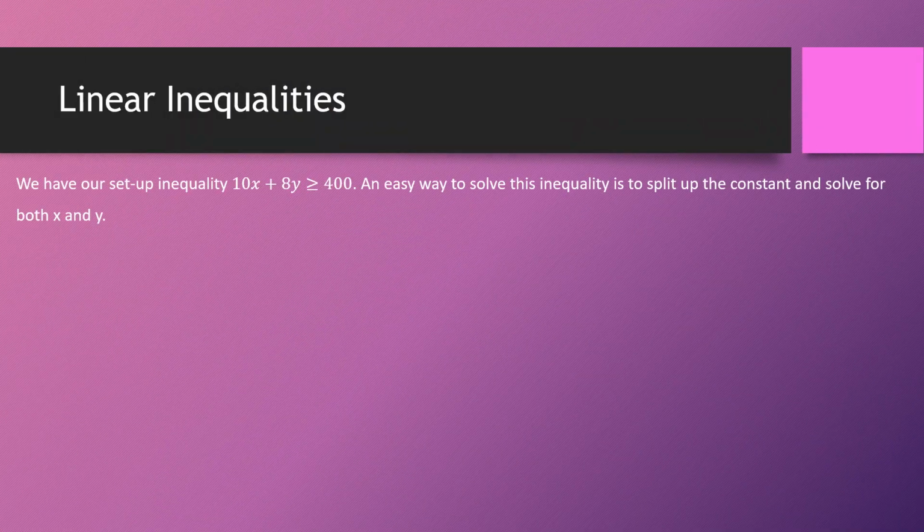We have our setup inequality, 10x plus 8y is greater than or equal to 400. An easy way to solve this inequality is to split up the constant and solve for both x and y. So we split up the $400 into $200 and $200, and we write two new inequalities. 10x is greater than or equal to 200, and 8y is greater than or equal to 200. These are simple one-step inequalities, so you should already know what you need to do. Now, our solutions are x is greater than or equal to 20, and y is greater than or equal to 25.